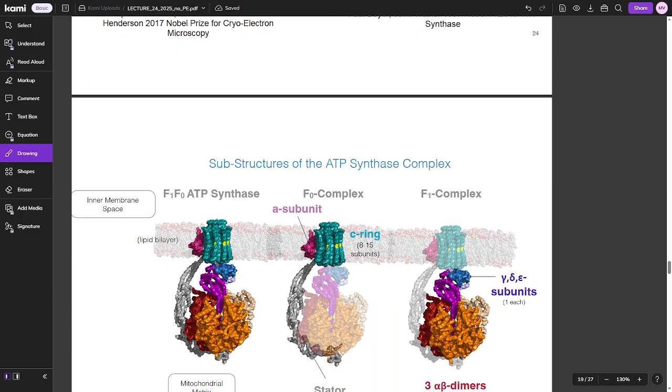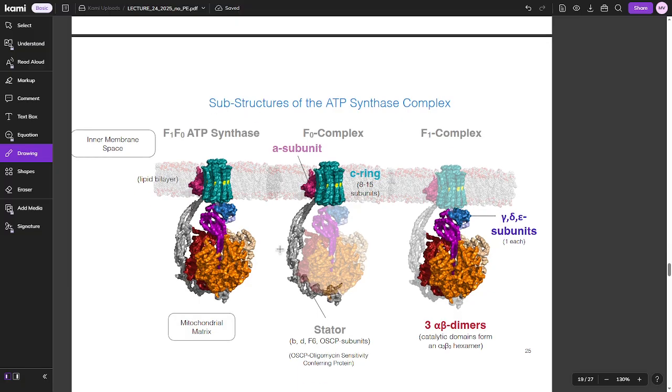So if we take a look at the ATP synthase, we've got a couple of different complexes that we have to look at here. We've got the F0, and then we've got the F1. The F0 is made up of the C ring, the A subunit, and this stator, which is not as important as the C ring and the A subunit.